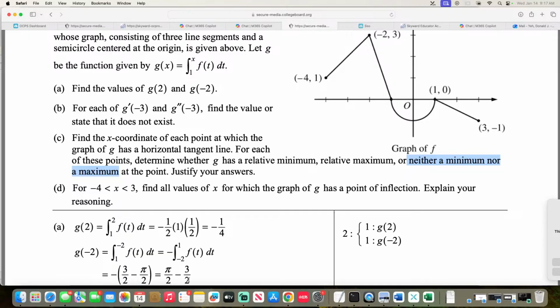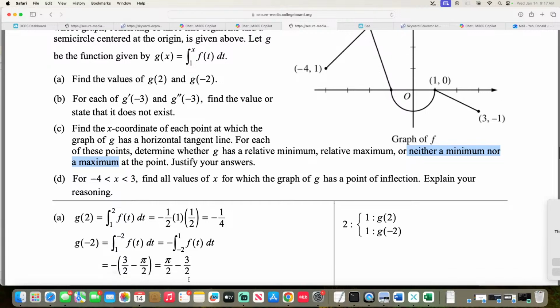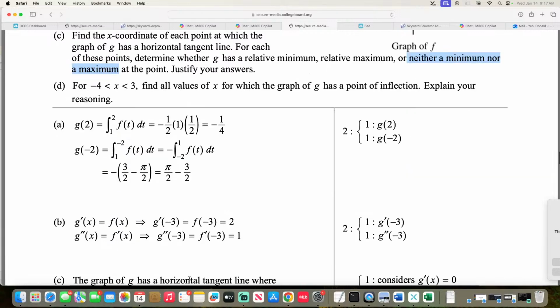Good. This one should be pretty easy. You should get easily 2 points. Just evaluations.